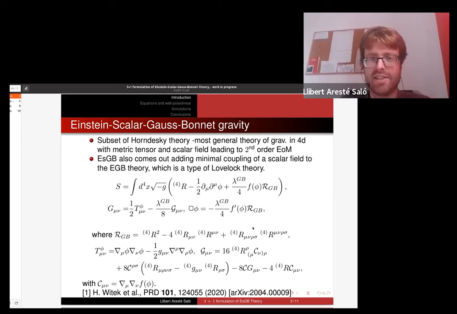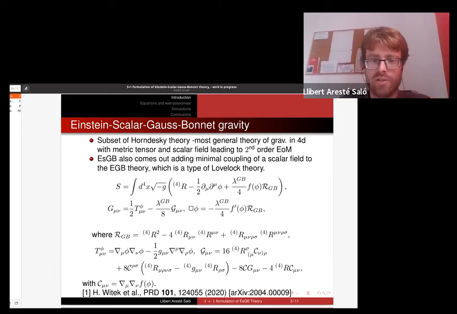On the other hand, ESGB is also outstanding since it comes out by minimally coupling a scalar field to the Einstein-Gauss-Bonnet theory, which is a type of Lovelock theory, another group of theories of gravity, here of arbitrary dimensions, that lead to second order equations of motion.